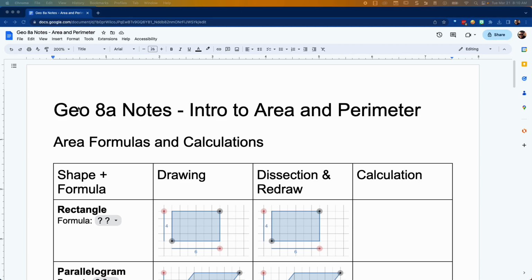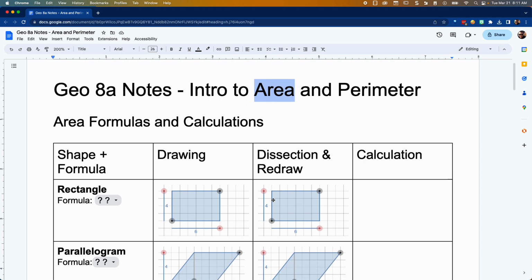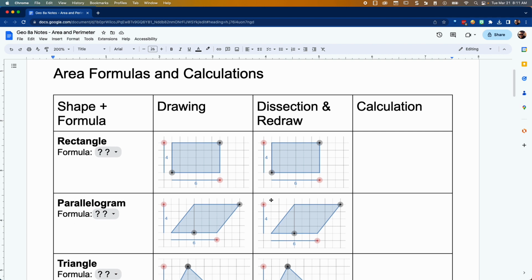Hello and welcome. We're going to go through details on notes that have to do with intro to area and perimeter. It's really just intro to area at this point, but area and perimeter are often talked about as a partnership. So first, let's look at a handful of area formulas and calculations, how we can make sense of the formulas, and how that can also help us make sense of the calculations.